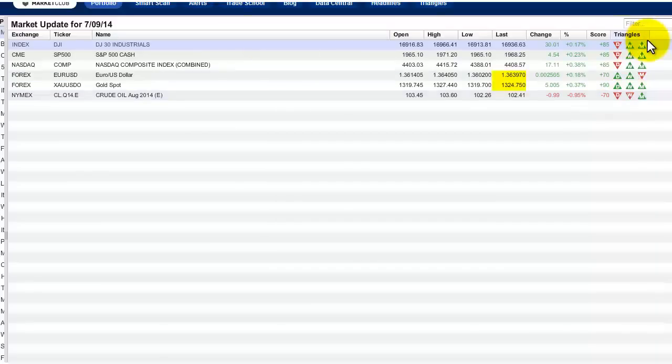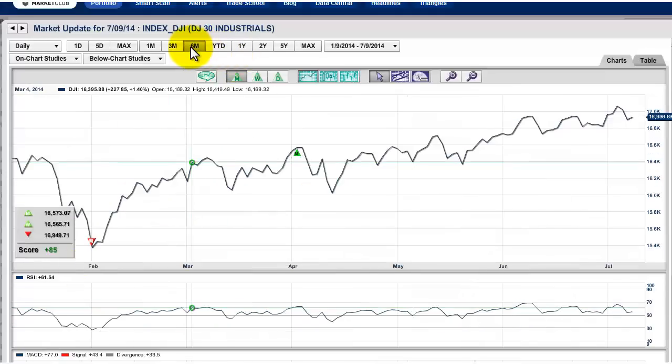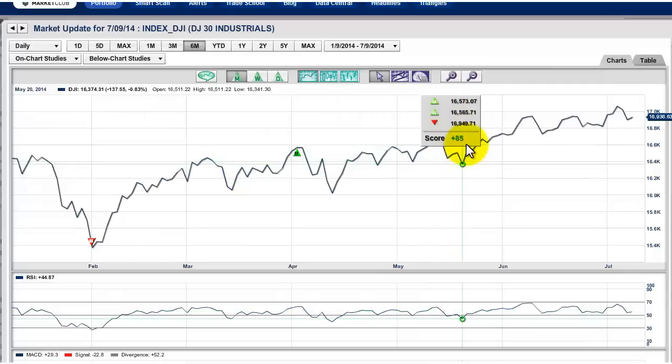So let's start with the Dow. Here's the Dow, a big picture going back to 2012. We'll shorten that up to a 6-month chart, and you can see it really is still plodding along. We expect it to continue to plod along. We've got an 85 reading on our trade triangles. It's an indication of a stronger trend and higher prices.